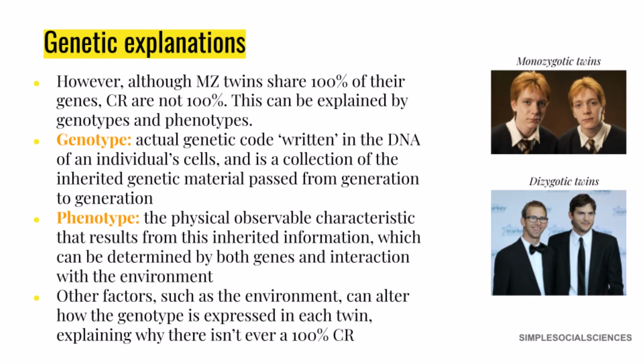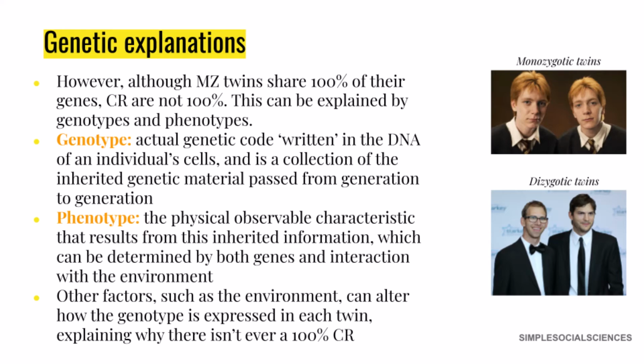And this can be explained by genotypes and phenotypes. So the genotype is the actual genetic coding that's written in the DNA of individual cells. And this is the collection of the inherited genetic material passed from generation to generation. Phenotype, on the other hand, is the physical observable characteristics that result from this inherited information. And this can be determined by both genes and the interaction with the environment. Other factors such as the environment can alter how genotype is expressed in each twin, which explains why there is never a 100% concordance rate.